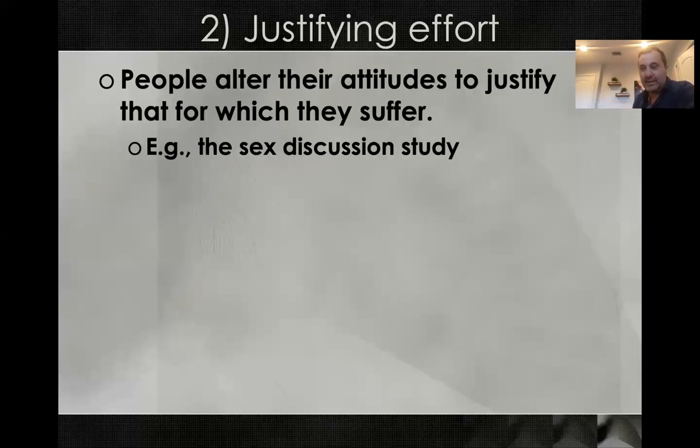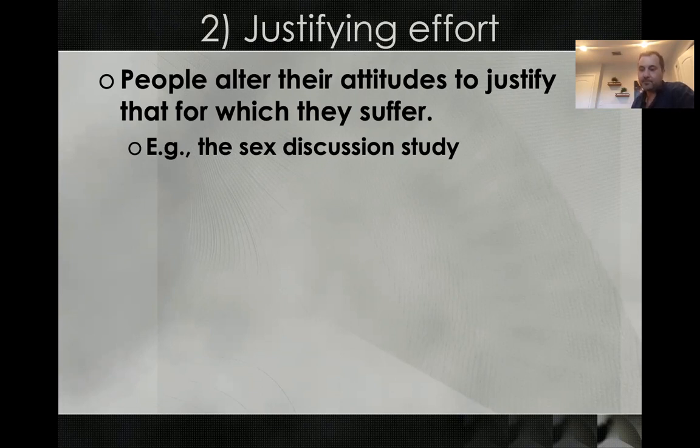So the basic idea is that cognitive dissonance theory makes the prediction that people will justify things that they suffer for by convincing themselves they really like it. And so that led researchers to conduct this study. Now, I've already talked about this study, but just to refresh your memory, here's what they did. These were college-age women who signed up to participate in a study in which all they knew was that they were going to be involved in a discussion about sex.